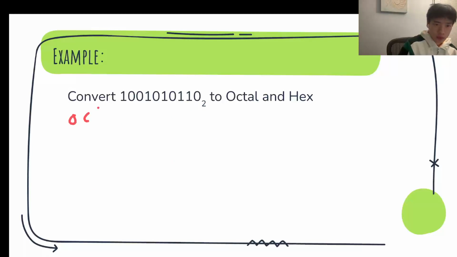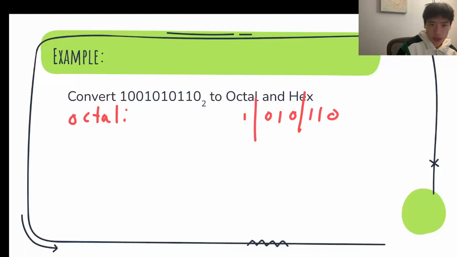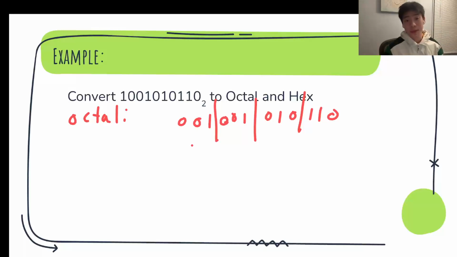So for octal, we group it into groups of 3. I'm going to start from the right side. We always start from the right side. This is one group. The next group is 0, 1, 0. Next group is 1, 0, 0. And then finally 1. And you see that this is just 1, so we can add 2 zeros to the left side, and that will do nothing, but it'll make it into a group of 3. So then we convert these each independently. So we have 1, 1, 2, and 6. And so it's simply just 1, 1, 2, 6 in octal.